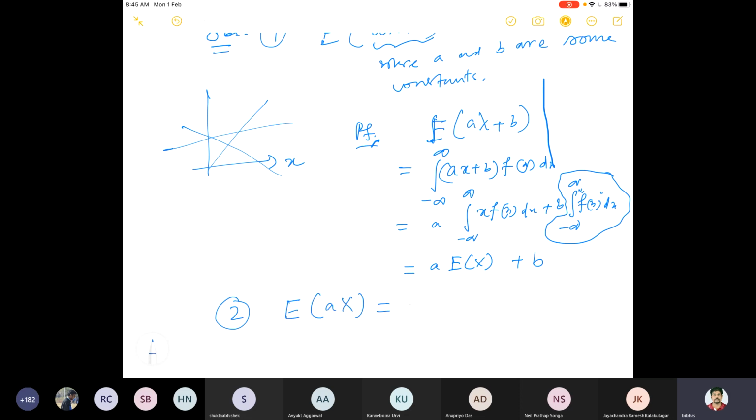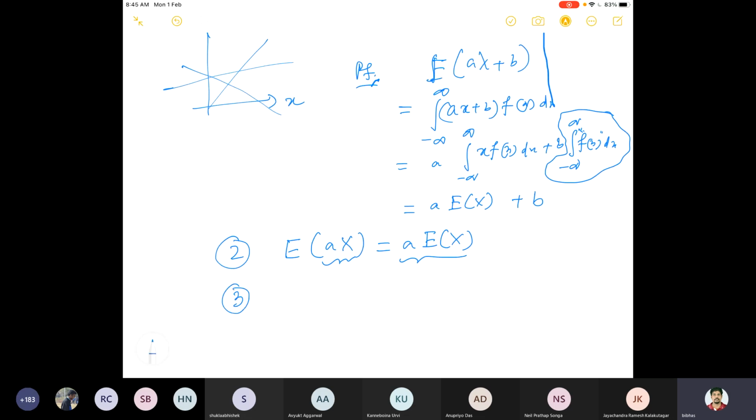From this, a simple observation is that if you put b equal to 0, then you'll have this. So it is scaled. When you scale a random variable, you take data points and multiply all of them by a fixed number. If you scale it, then the expected value also gets scaled. So it doesn't change much.